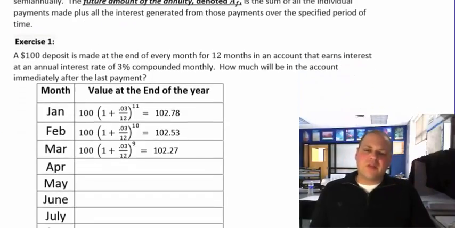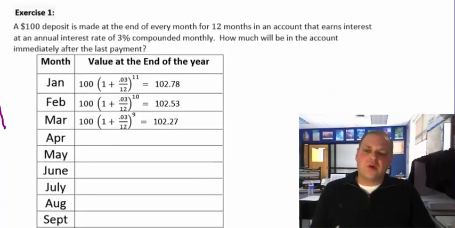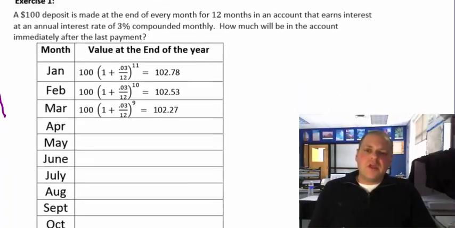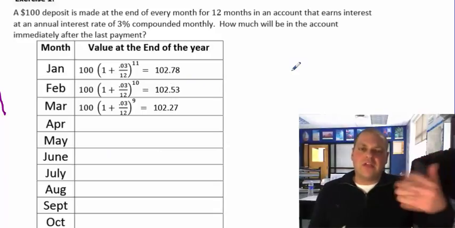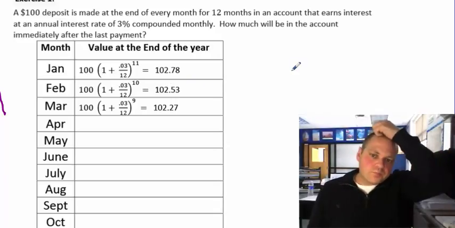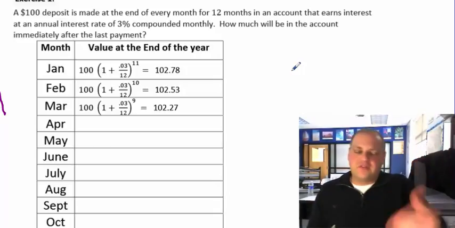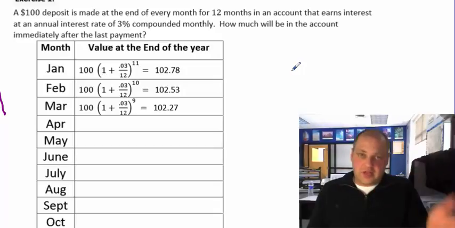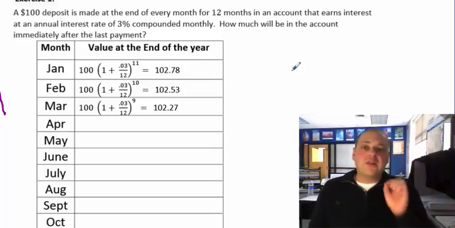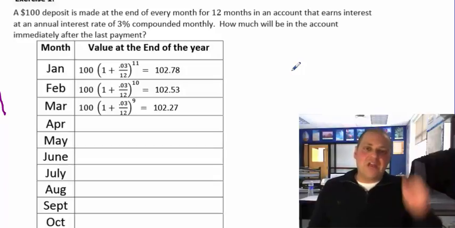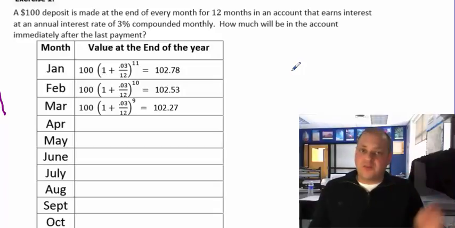So we're not really going to be doing it like exercise 1, but exercise 1 is just going to show us how the interest is calculated. Interest meaning, well, this is for savings, so you're earning interest, not paying interest. All right, so this is what happens in exercise 1. A $100 deposit is made at the end of every month for 12 months. So $100 is deposited in January.